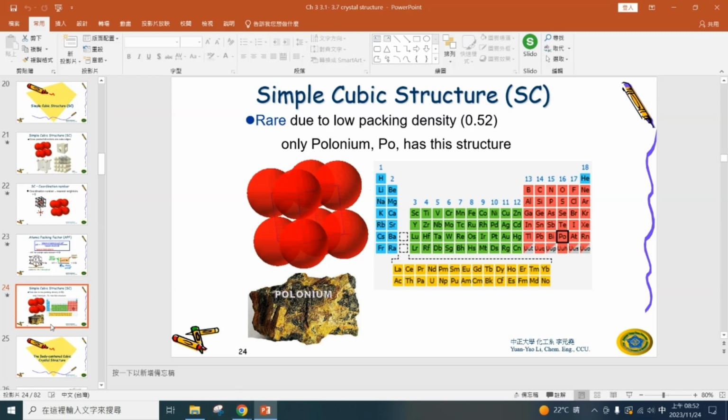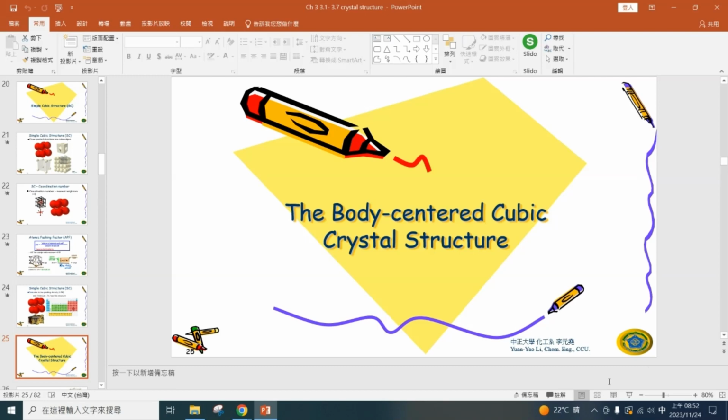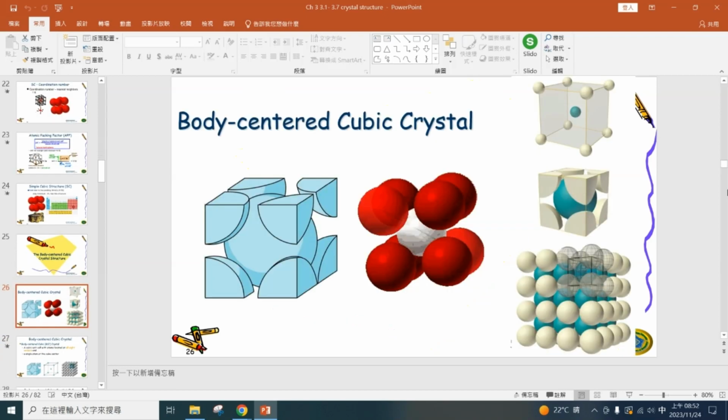Polonium here. This is the atom which uses this structure to make a bulk material like this. Okay, and the second case is what we call body-centered cubic crystal structure. The body-centered cubic crystal structure is a little bit more complicated compared to the simple cubic structure. So body-centered cubic structure means that you have 8 atoms in the 8 corners, and you have 1 atom in the center. And this is what we call body-centered cubic crystal structure.